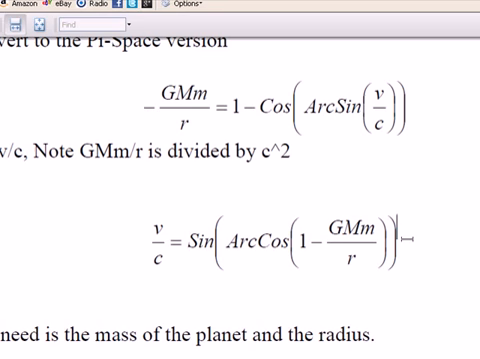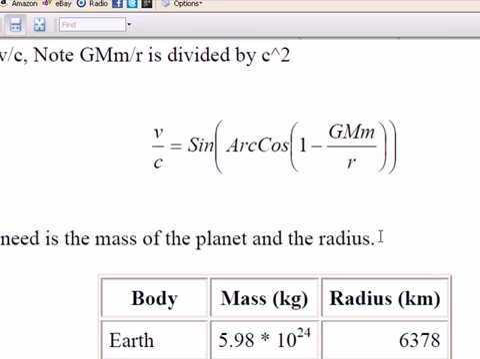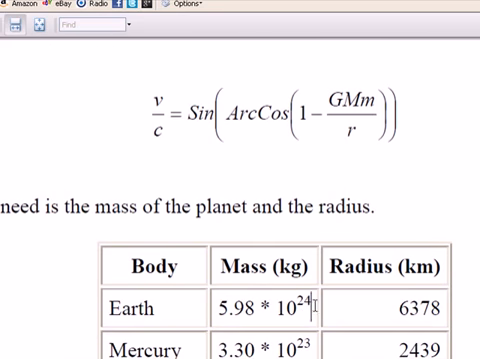So let's take an example of a planet. The Earth has a radius of 6,378 kilometers, and its mass in kilos is 5.98 times 10 to the 24. So we can plug these values into this formula, and we can get back what's called the escape velocity. That's what this v over c is.